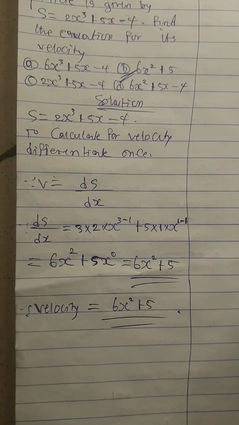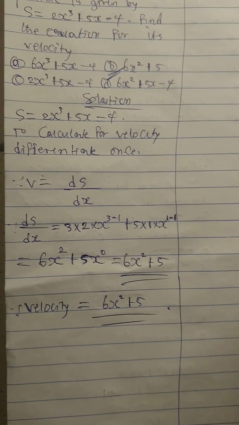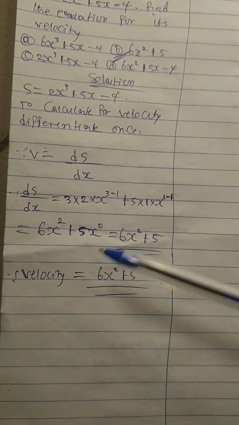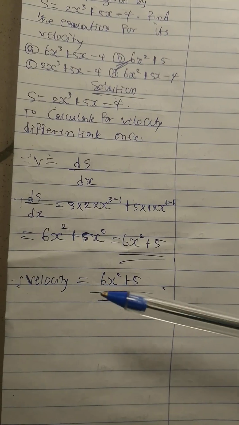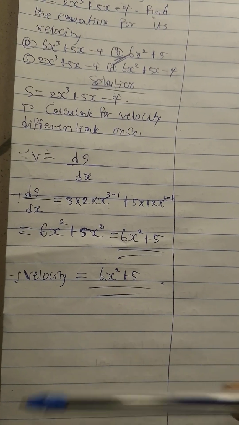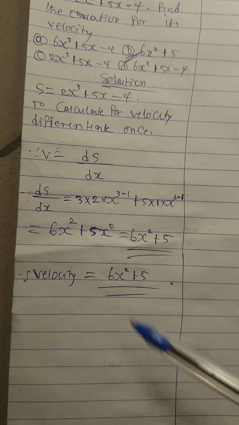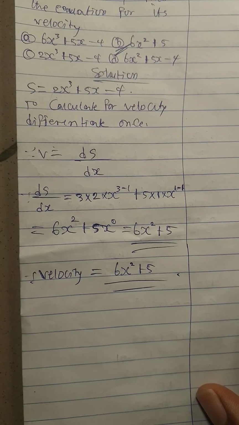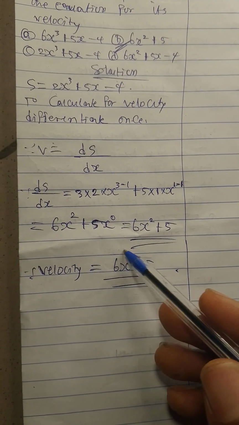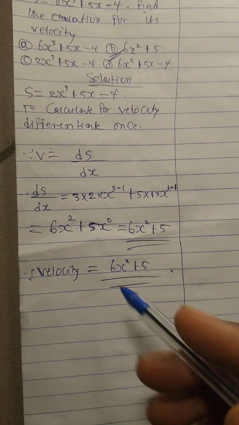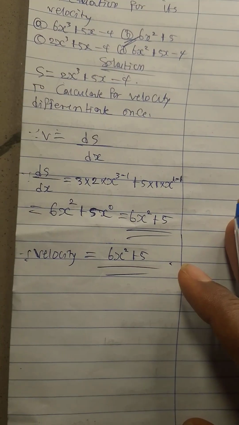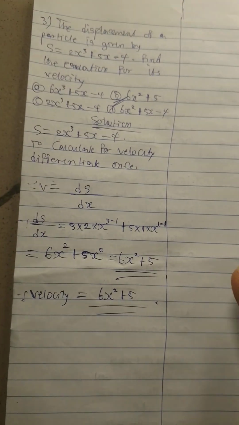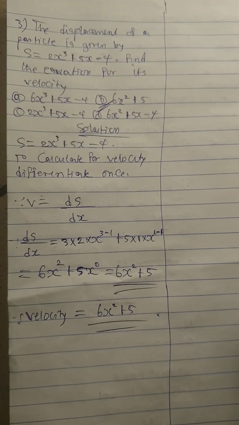Now let's assume we have to find the acceleration. To find acceleration, you differentiate twice. So my acceleration will be the differentiation of this again, and this becomes 12s. That is the answer, and this is very simple.